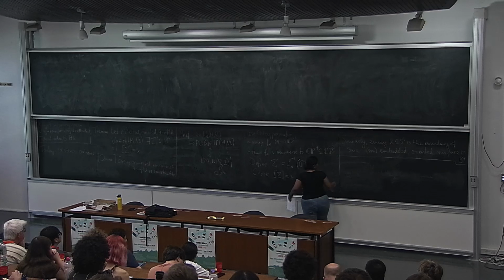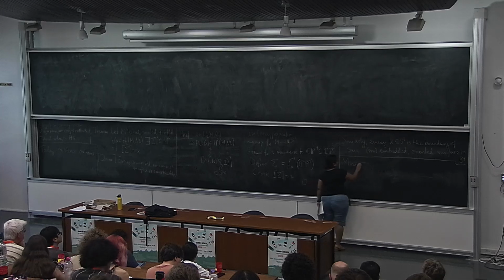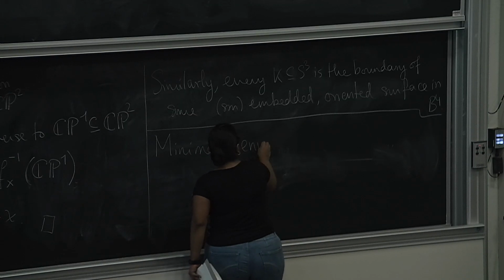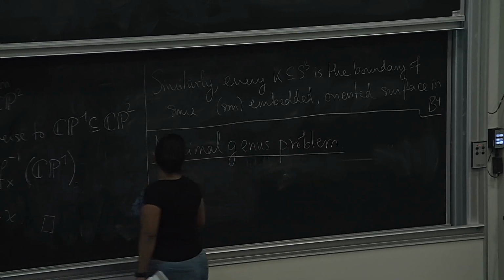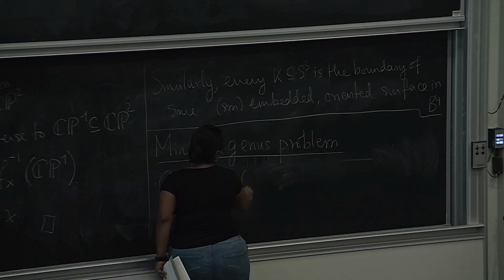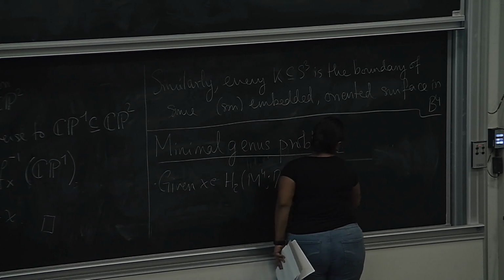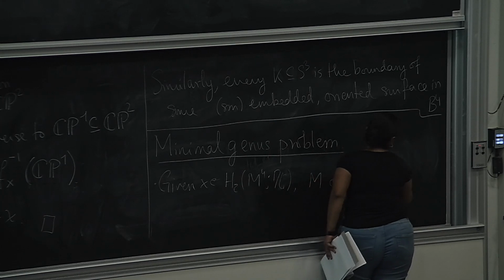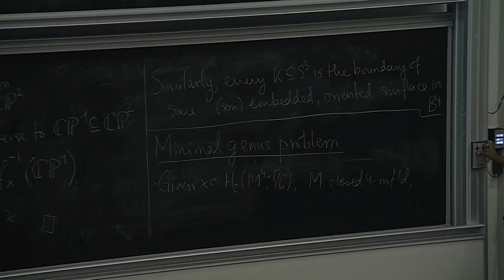All right, so what are the precise questions that we think about? In the absolute setting, this is called the minimal genus problem. Given X in H2 of M4, where M4 is some closed four-manifold, the next question is, what is the minimal genus of a surface representing X? I'm going to move the boards first.